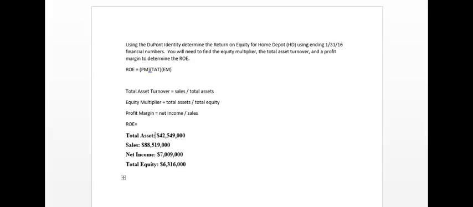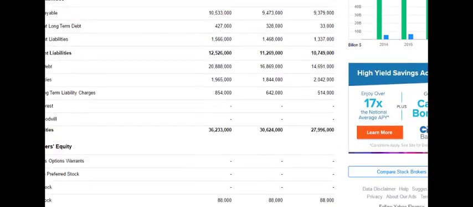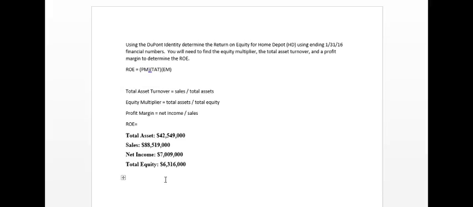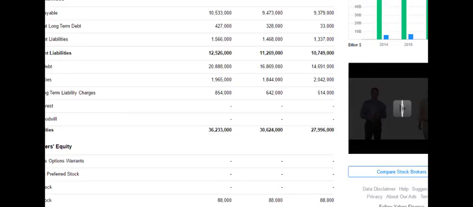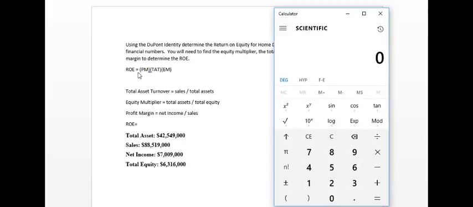Now I'm looking for the total equity. The total equity is found down at the very bottom, and it's just kind of below what you can see on my screen. But my total equity is 6,316,000, and you can look that up on your own if you want to double check that. Let me just put that back in here. So it's 6,316,000.